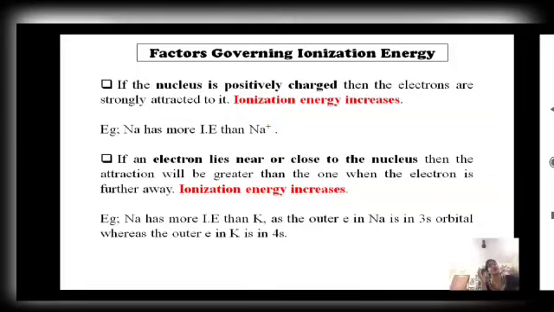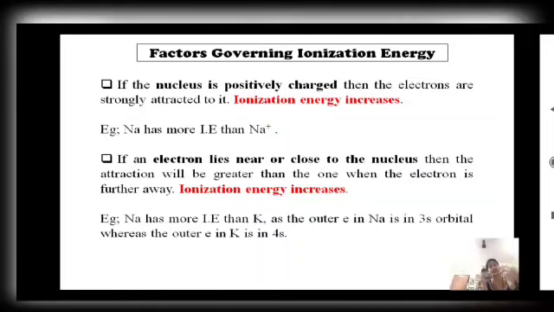The electron in the outermost orbit is more shielded, and naturally the effectiveness of the nucleus in dragging the electron towards itself reduces. And as the electron at the outermost orbit is less tightly held, a lesser amount of ionization energy will be required to release the outermost electron.